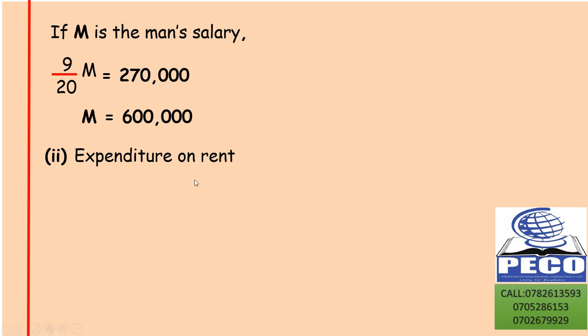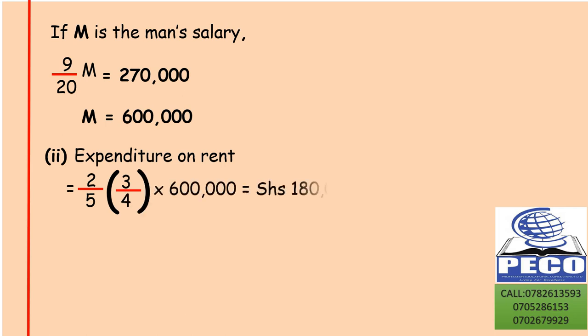Now, how about the expenditure on rent? We need to get the fraction spent on rent, which is 2 out of 5 of 3 quarters, times the total of the man's salary, and that gives us 180,000.